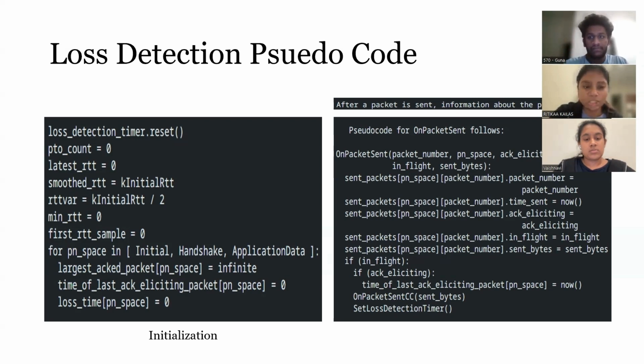Here we also initialize a few variables with an initial value, such as smoothed RTT and RTT VAR. And then after you specify all this, we next have the on packet sent function. Here the on packet sent function records information about a sent packet, including its packet number, time sent, whether it's acknowledgement eliciting, whether it is in flight, and the number of bytes sent.